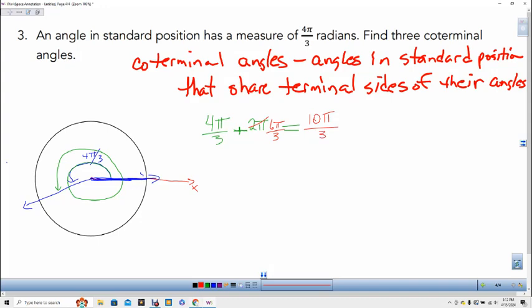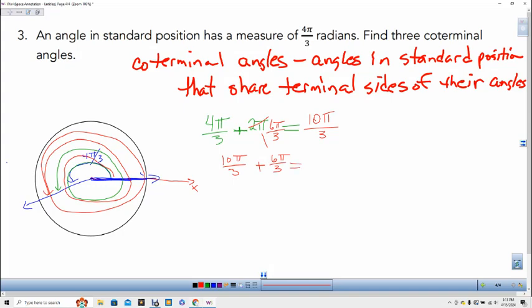There's a coterminal angle. Well, guess what? If we can add one circle, what's going to keep us from doing 1, 2, and 3? We can do that again. So we could take our 10 pi over 3 and we could add our 2 pi again in the form of 6 pi over 3. Since we've already got a common denominator, we shouldn't have to do it again.